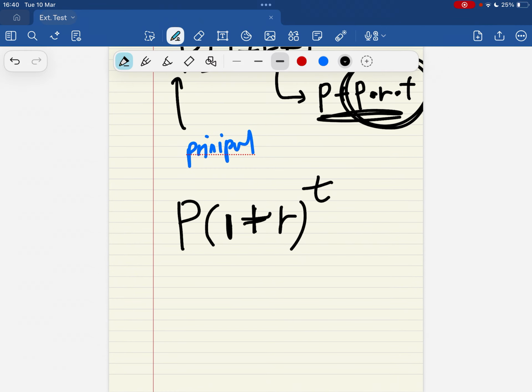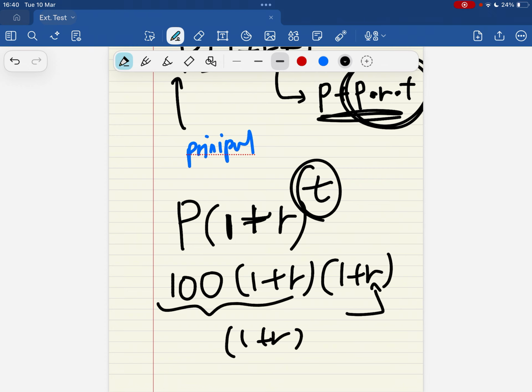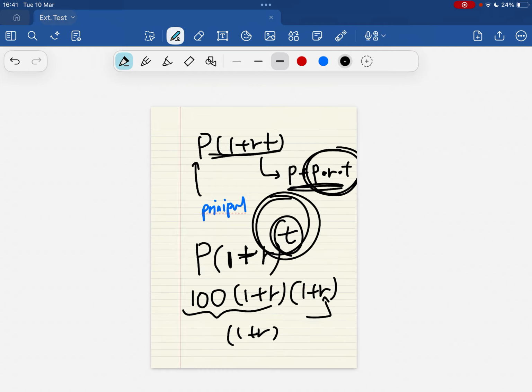And why is it exponential, right? Why is there this weird t exponent? Well, let's say you have $100. The first year, you have 100 times 1 plus the rate that they're giving you, right? The next year, you have this much. And then, on top of that, you're getting that initial money plus the rate the bank is giving you. And then the year after, it's this. That's why we have this t exponent here, okay?